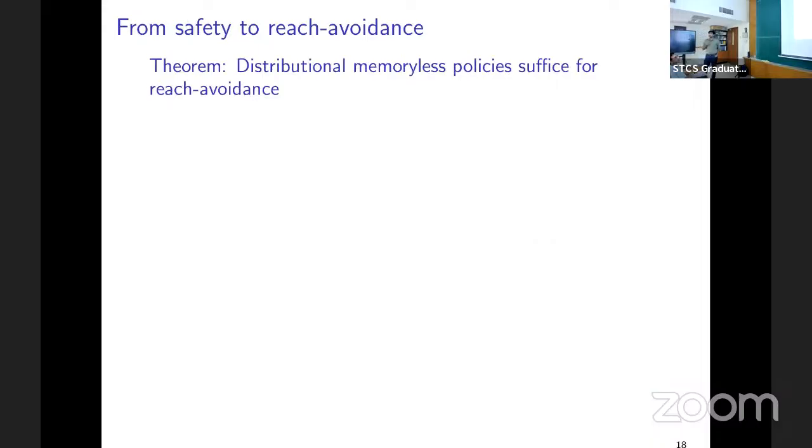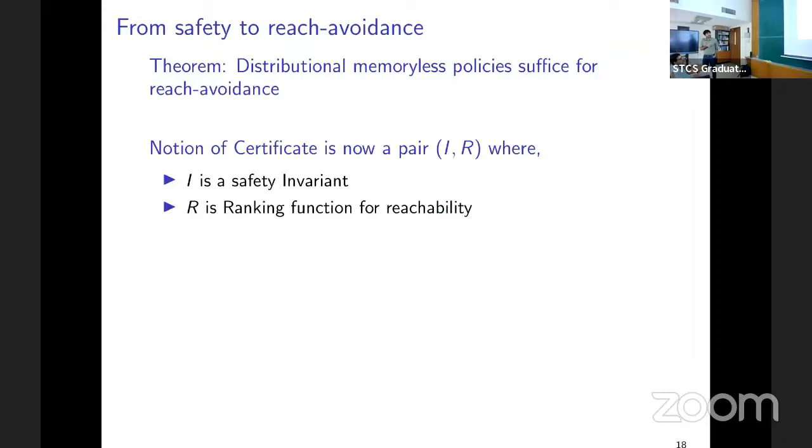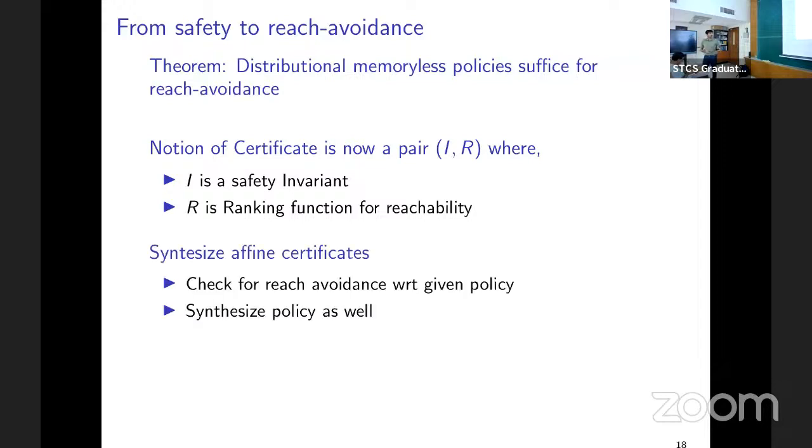It turns out that we can also lift all these ideas from safety to distributional reach-avoidance, and that's the topic of the paper, where we actually show that distributional memoryless policies also suffice for reach-avoidance, but the notion of certificate changes. It no longer suffices to have an invariant; you also need a ranking function because you are doing reachability also, right? So you need something to ensure progress towards the goal. So you basically keep a pair of objects, which again we will restrict to being linear, but the pair will simultaneously go towards the target while remaining in the same set. That's really the core idea of this paper.